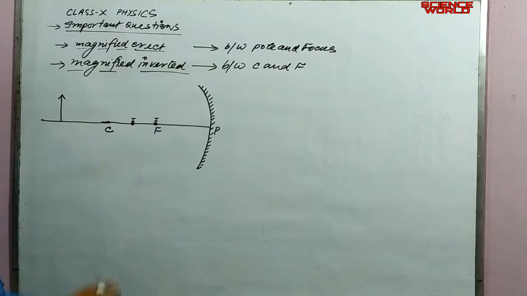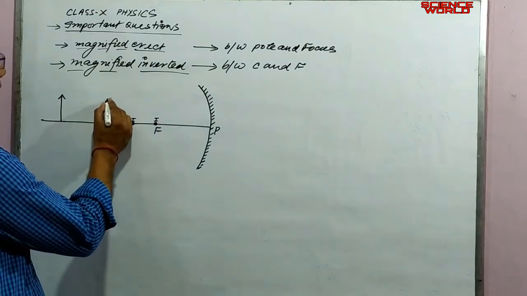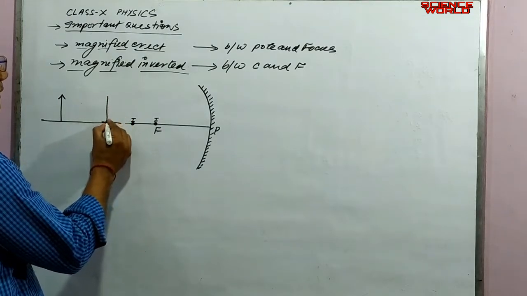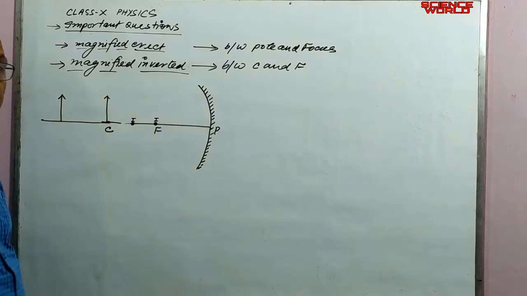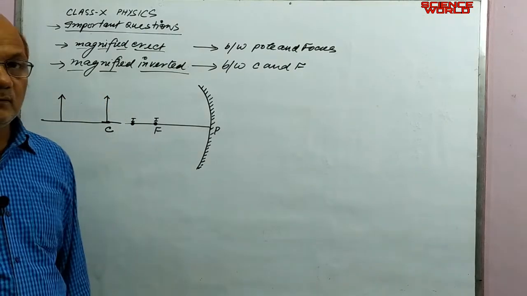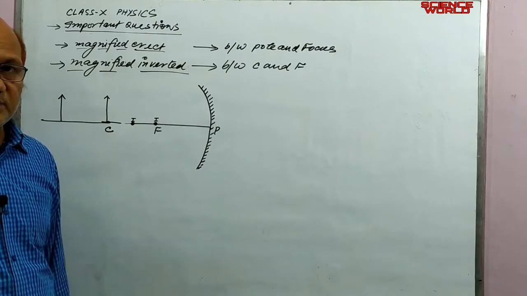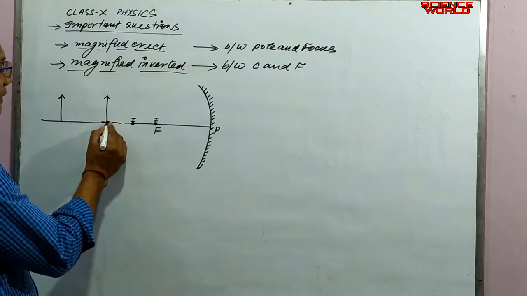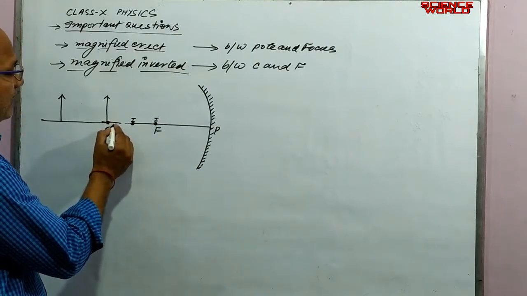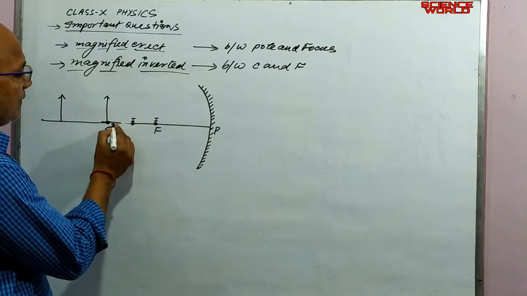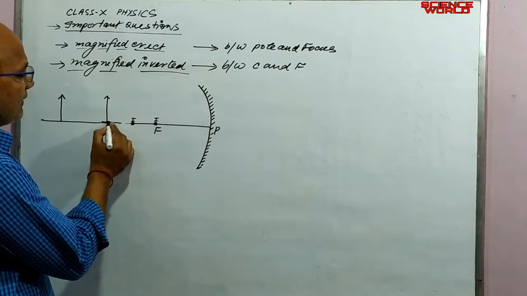Now, the object is at center of curvature. What may be the position of image? It is at center of curvature. It means image is here at center of curvature.